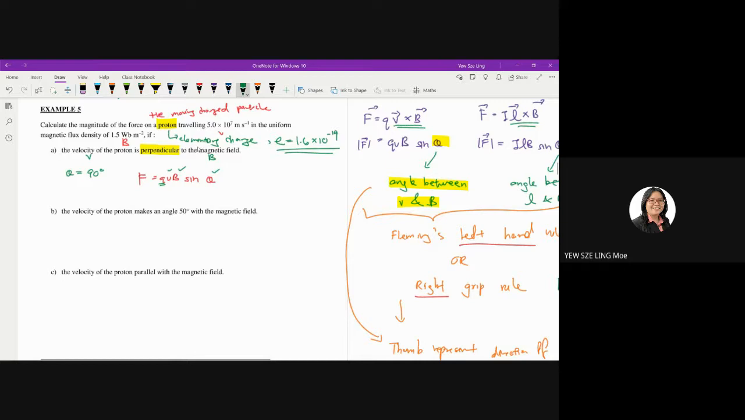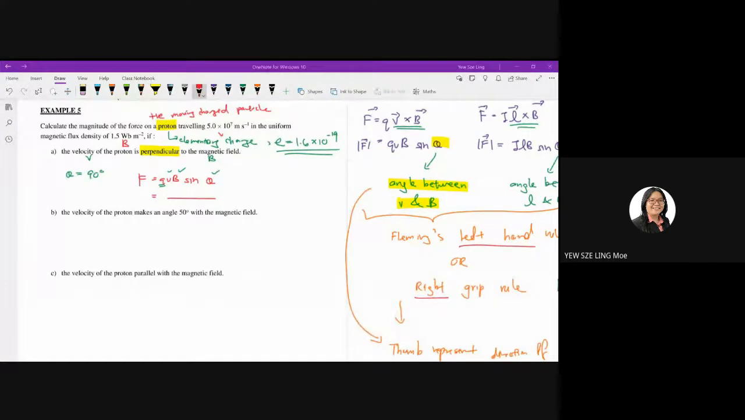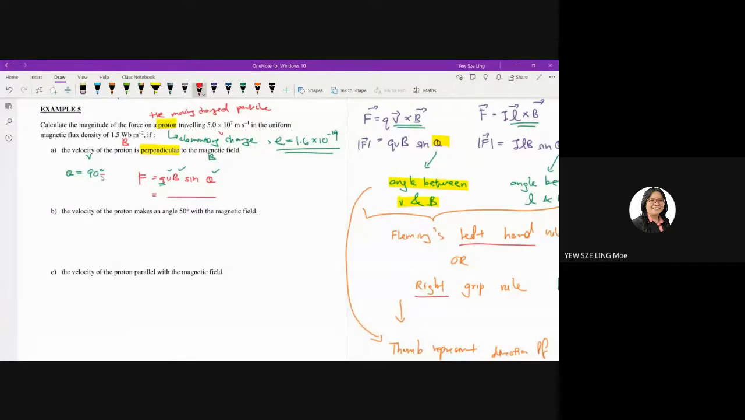So now what are you going to do? You just plug it into the equation, put everything into the equation. Make sure your calculator is in degree mode, because this is 90 degrees. If you got everything right, the force should be equal to 1.2 times 10 to the power of negative 11 Newton.